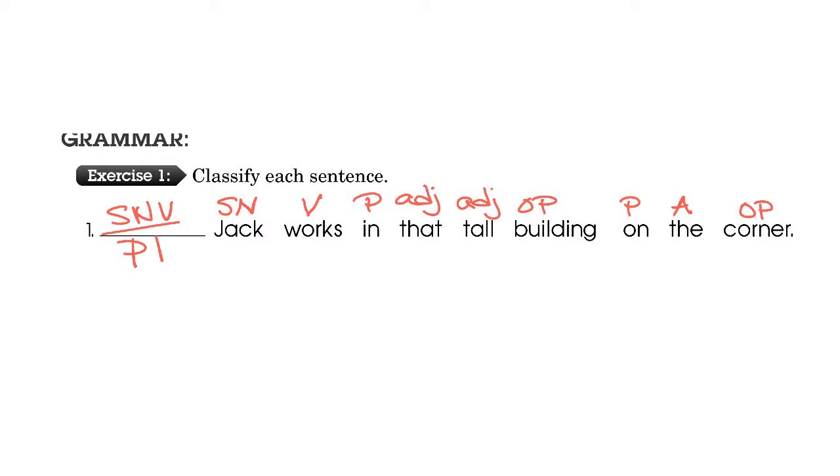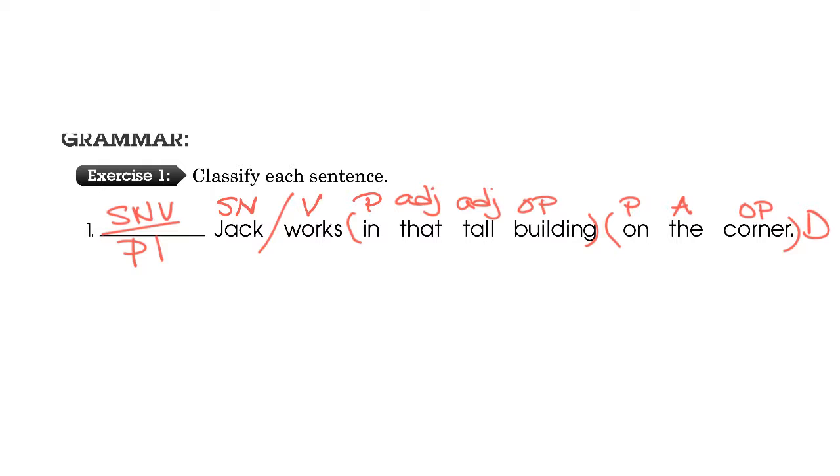Skill check. In that tall building, prepositional phrase. On the corner, prepositional phrase. Period statement, declarative sentence. Go back to the verb and divide the complete subject by the complete predicate.